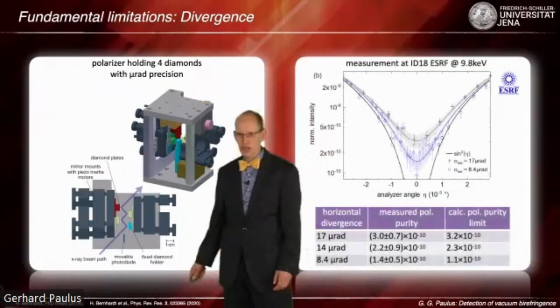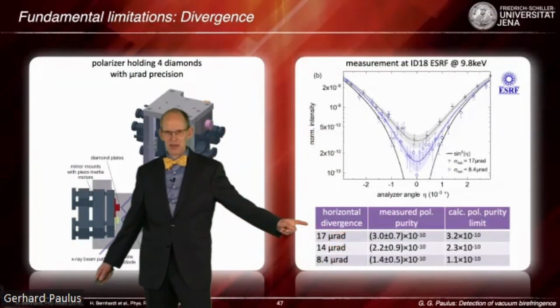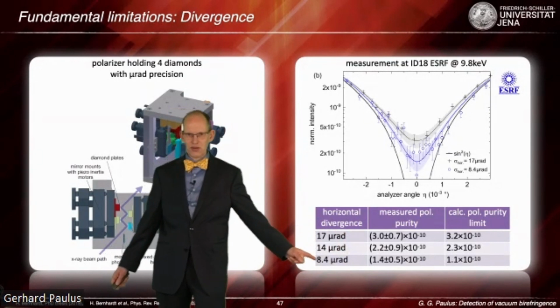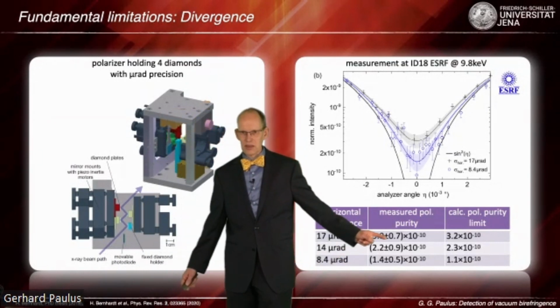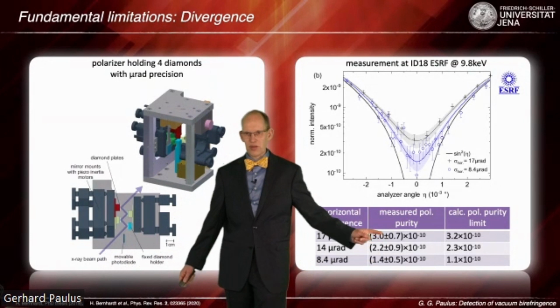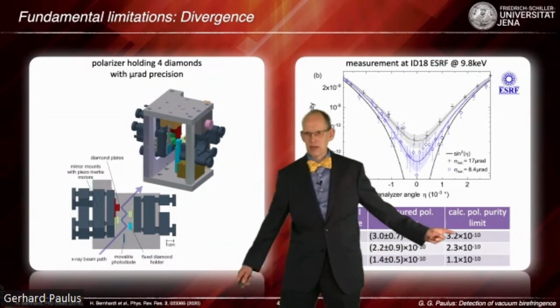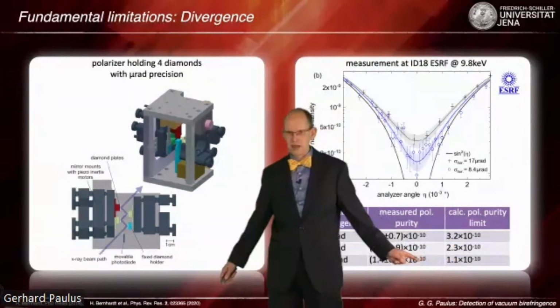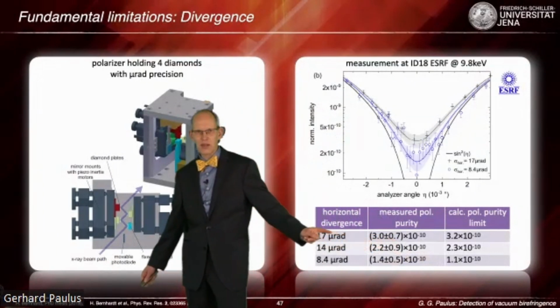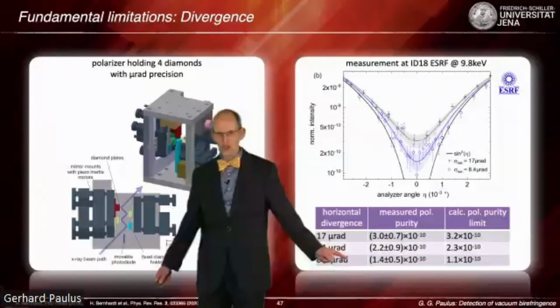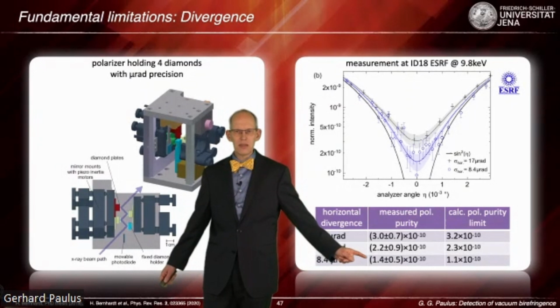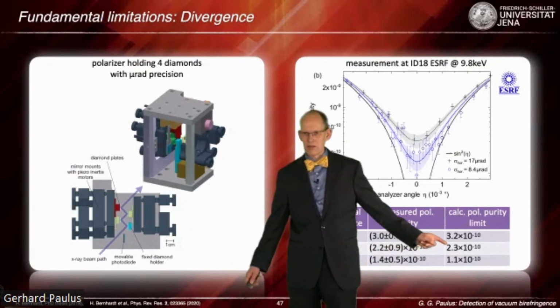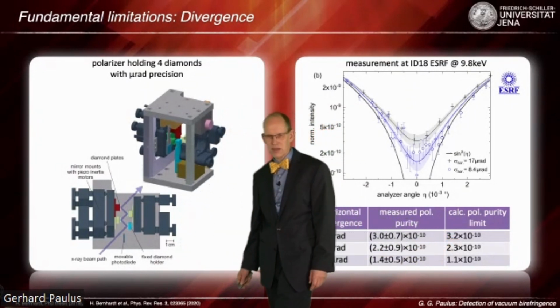So this is actually shown here. Depending on the horizontal divergence, we were able to reduce the impurity and compare it to the theoretical limit. And you see that first of all, the smaller the divergence, the better the purity, and it matches what we derived theoretically.